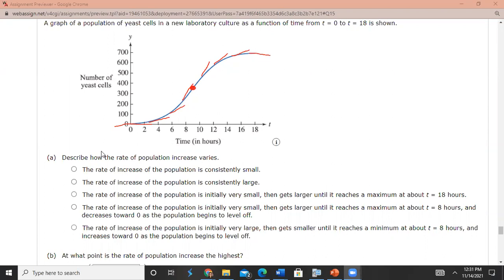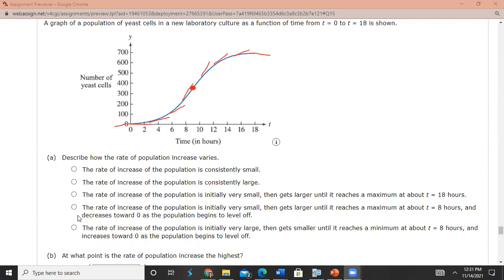The number of yeast cells, F of t, is getting bigger, but they're talking about the rate of change of those, the slopes of the tangent lines. So I wouldn't say that. Let's see the last two choices. The rate of increase of the population is initially very small, then gets larger until it reaches a maximum at about t equals 8 hours, and then decreases towards 0 as the population begins to level off. Yes, that is the one I would go with.